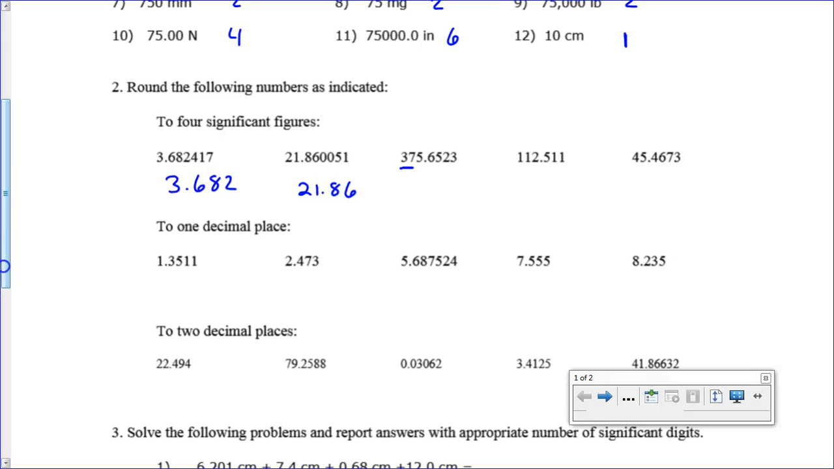375.6523, starting here, we go over until we get 4 numbers. Then we cut it off. We look at that 5 there on the other end. 5 and up, we're going to round up. So this ends up 375.7.